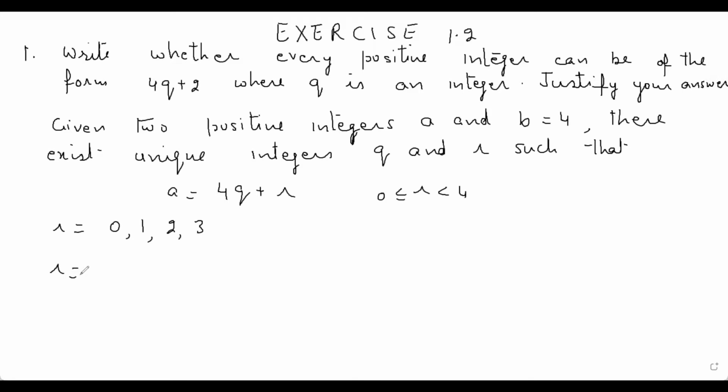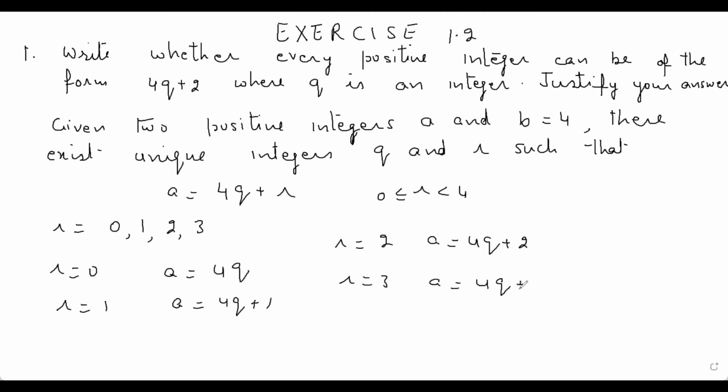If r is equal to 0, a is equal to 4q. If r is equal to 1, a is equal to 4q plus 1. If r is equal to 2, a is equal to 4q plus 2. If r is equal to 3, a is equal to 4q plus 3. It means every positive integer is of the form 4q, 4q plus 1, 4q plus 2, and 4q plus 3.